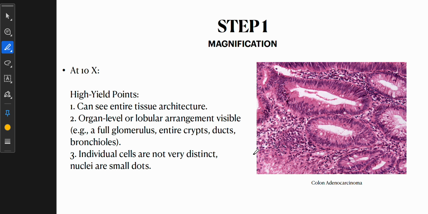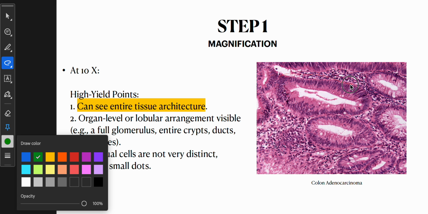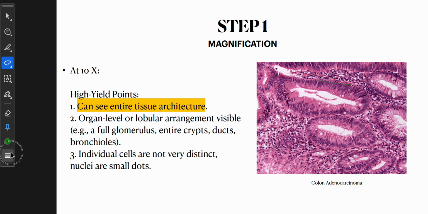In magnification, like 10x, 40x, 100x, and then 400x, there are different visuals that we can see. At 10x, there are very high yield points, like we can see the entire tissue architecture, right? So this is the entire tissue architecture that you can see. And this is the lumen right here. This is another tissue architecture.